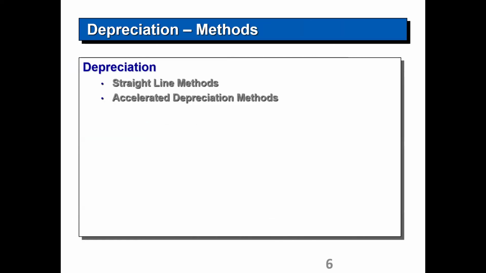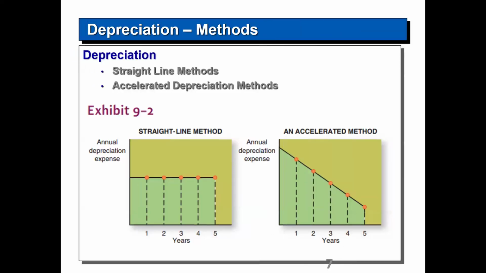So now methods of depreciation, we have two broad categories. One is straight line method and the other one is accelerated depreciation methods. As we can see in the graphs, for the straight line method, we have equal amount of depreciation charged in each of the 5 years. But in the case of accelerated method, the first year depreciation is the highest. Then it is lower in the second year. Third year, it's even lower. Fourth year, it's even lower. And fifth year, it's the least.